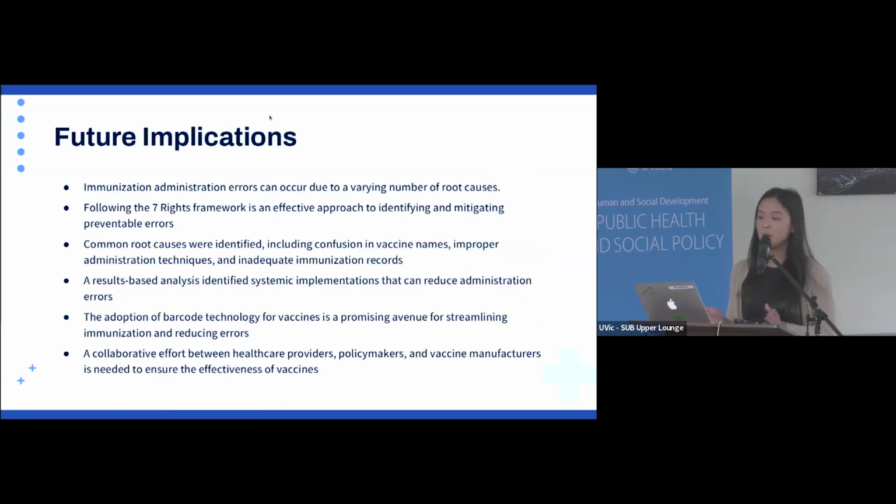So with everything that I've done in this project, the future implications, although there are a lot, all in all, are that improving vaccine administration practices does require collaboration between many different aspects of public health. But hopefully the research that I did in my project here will help with mitigating immunization administration errors in the future.